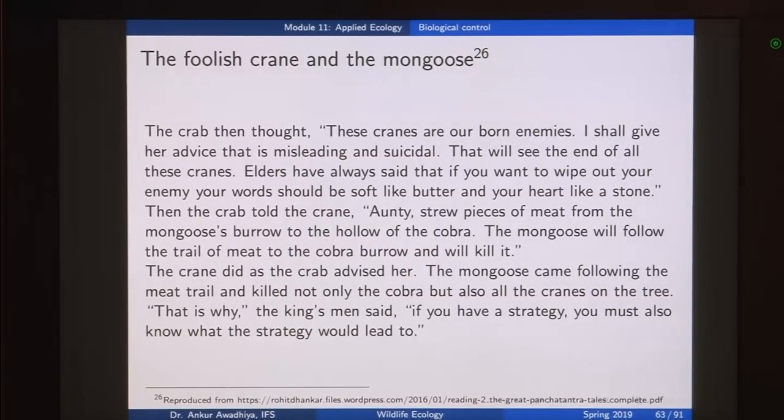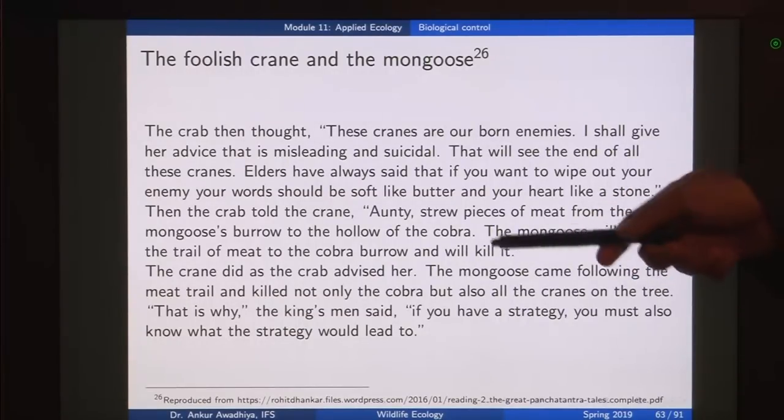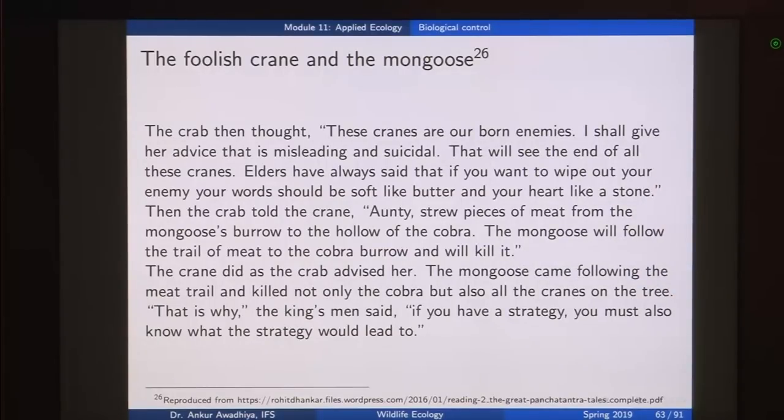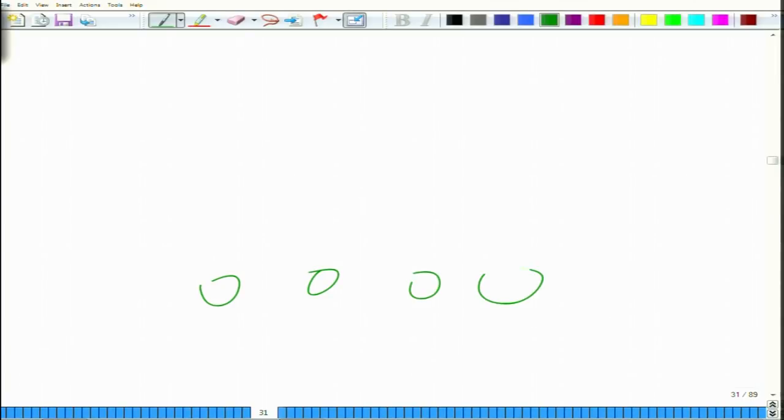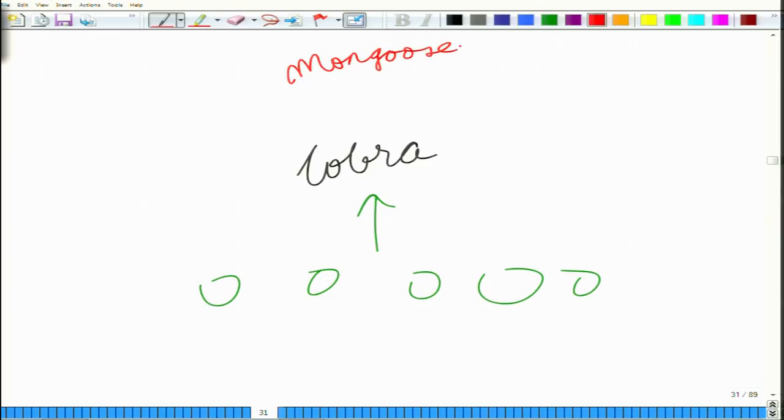So in this case, what the crab is suggesting to the crane is to use a biological control in the form of a mongoose. So we are seeing a very similar situation here. You have a population of cranes that is being eaten up by a cobra, and now the crab is suggesting that why don't you bring a mongoose to this area so that the mongoose feeds on the cobra and the cobra is destroyed.